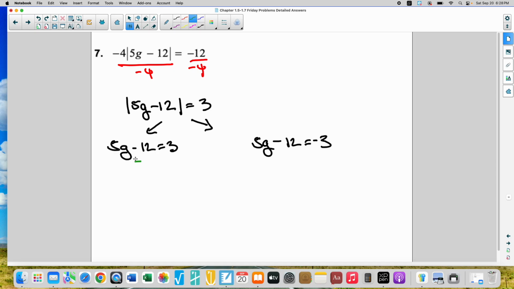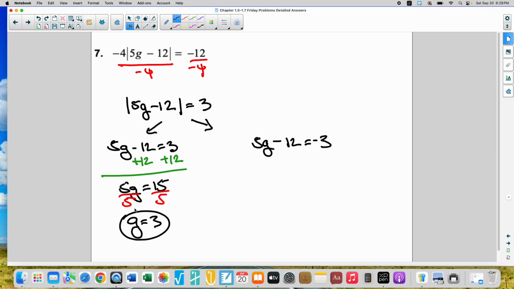Let's add 12 to both sides. 5g equals 15. That's a 12 right there. Sorry, that's not a very well-written 12. I'll erase it and take my time and write it properly. And now we're going to divide by 5. And g equals 3.